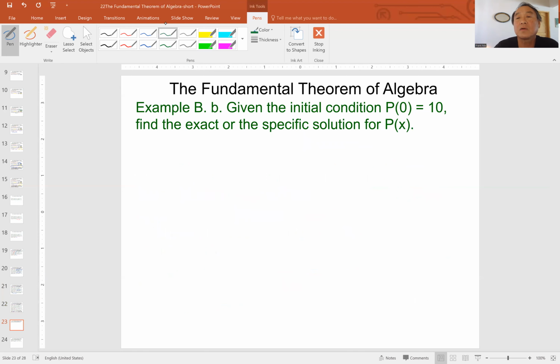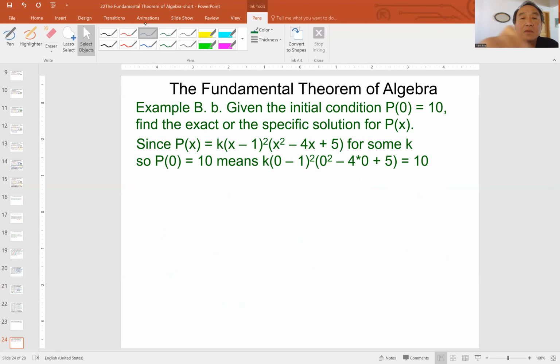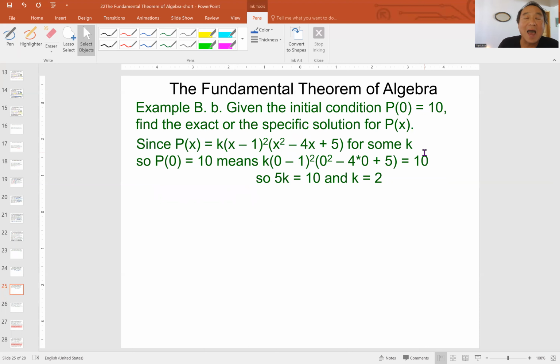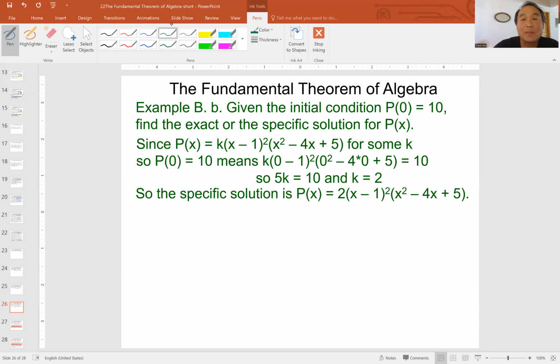So in this case, suppose the initial condition says we put 0 in, I suppose to get 10. This says if I put 0 into this formula I got for x, I suppose to come out to be 10. That says 5 times k is equal to 10, so k must be 2. Hence, in this case, we have the particular solution 2 times this entire formula.